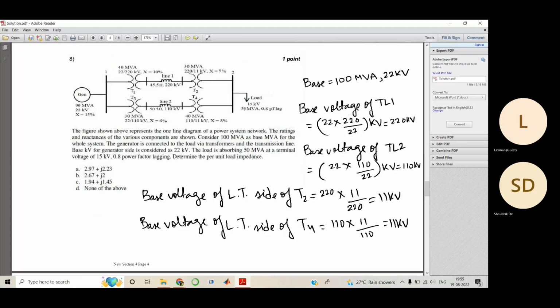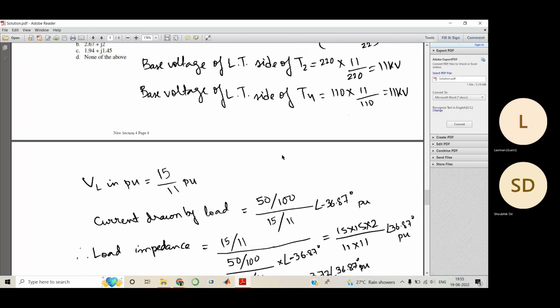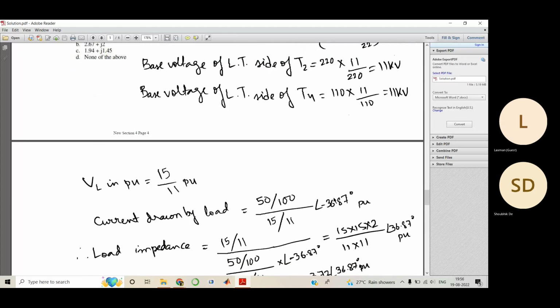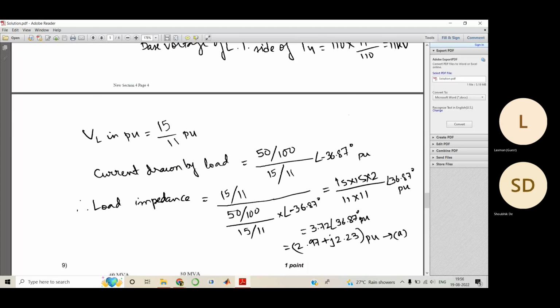The load is at 50 MVA, so 50 divided by the base MVA, 100. The voltage in per unit is 15 by 11, and the power factor is 0.8 lag, so the angle is cos inverse of 0.8, 36.87 degrees. I have kept it as it is and haven't simplified it because we have to calculate the load impedance in per unit. The load impedance is this voltage divided by this current, so 15 divided by 11 divided by this term. When you do this, you get 3.72 at an angle of 36.87. So it is option A.